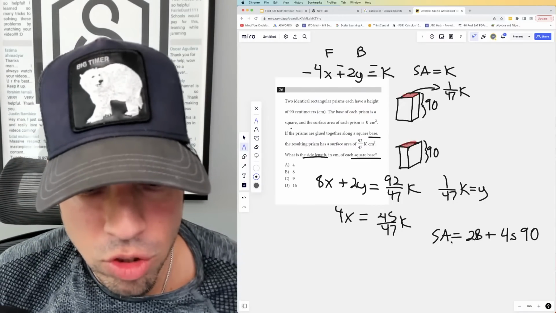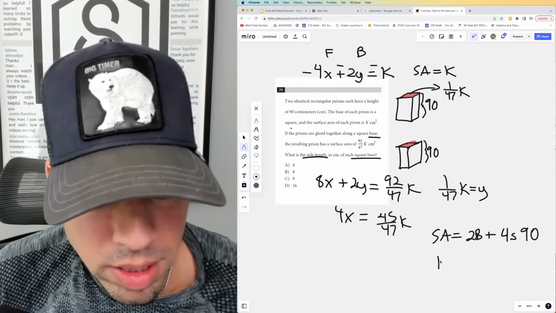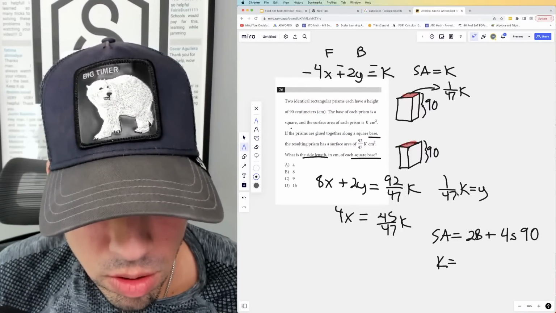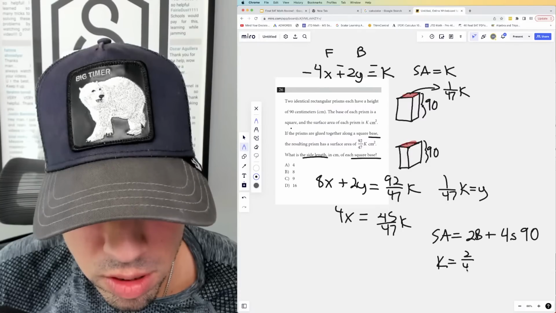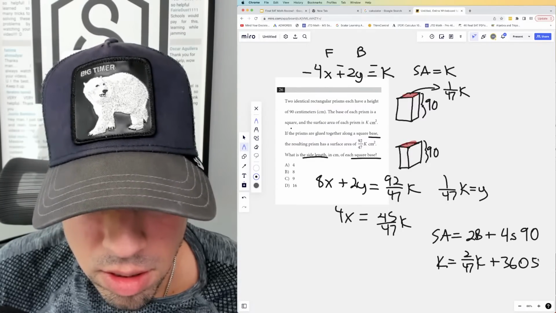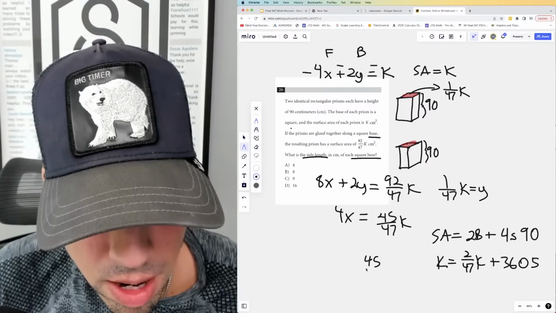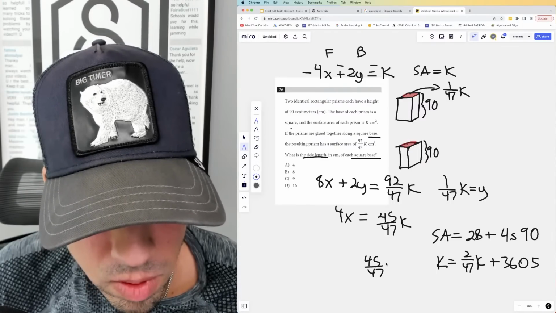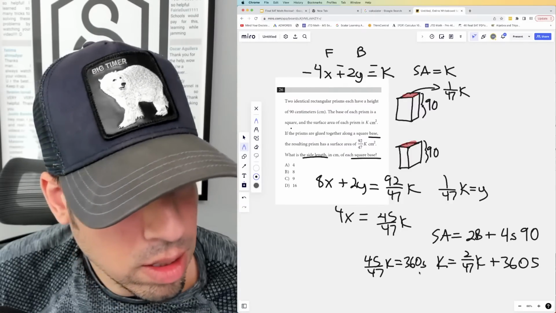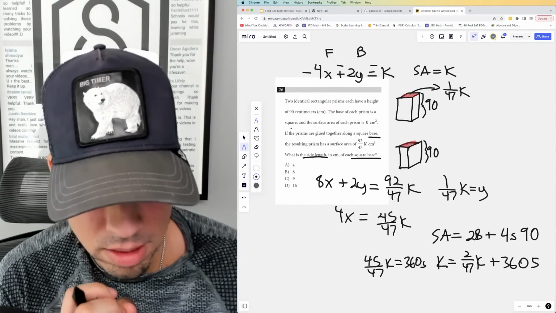And then now I know that the surface area, oh wait, maybe I can solve it this way. Surface area of the whole thing is K equals 2 times the base, which is, we already got the area of the base, which is 2 over 47K, plus 360 side length. But this still doesn't really help. This would then be 45 over 47K equals 360 times side length. But this still gives it to me in terms of K. That doesn't let me solve for K yet.